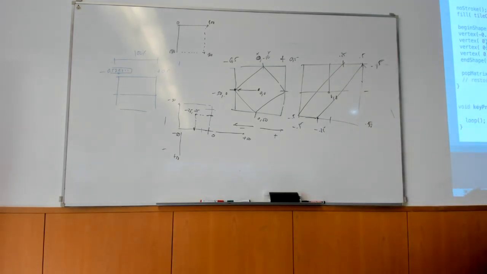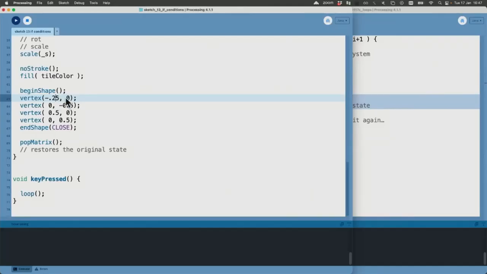So I'm just going to say minus 0.25 and plus 0.25, minus 0.5, plus 0.5 and minus 0.5, minus 0.25, minus 0.25, 5 and minus 5 and 5. So this will be my new drawing.